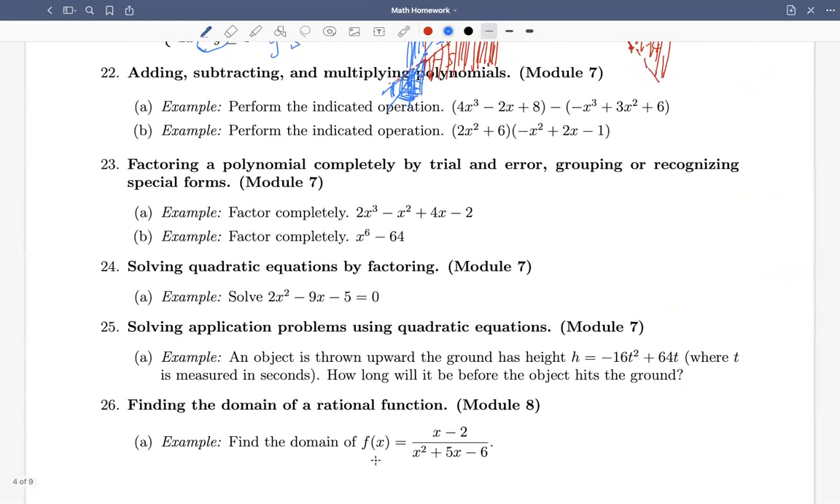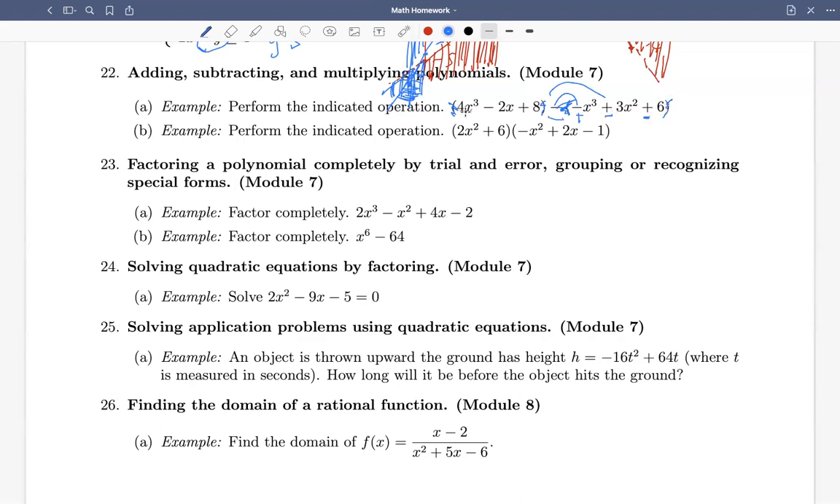22, subtraction of polynomials. Okay, I have a little trouble moving this pen. So this is subtraction, right? Some people like to do this. The first parenthesis, we can just ignore it. Let's take off the second parenthesis. Negative times negative becomes positive. Negative times positive becomes negative. Negative times positive becomes negative. So no more parentheses.